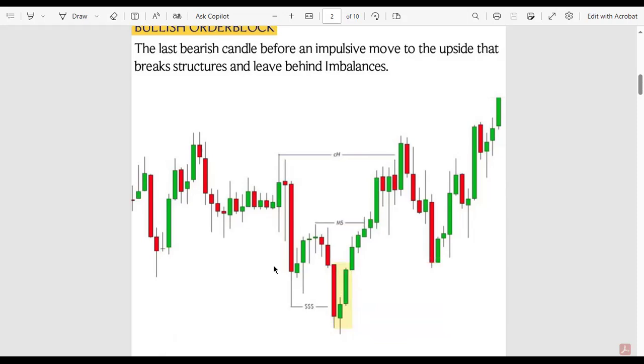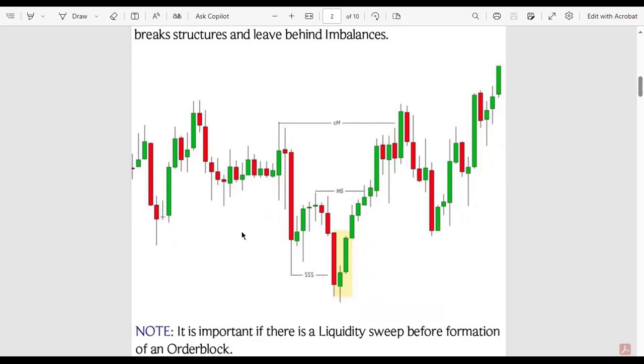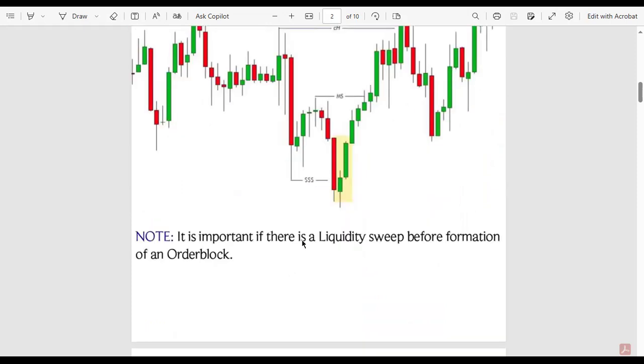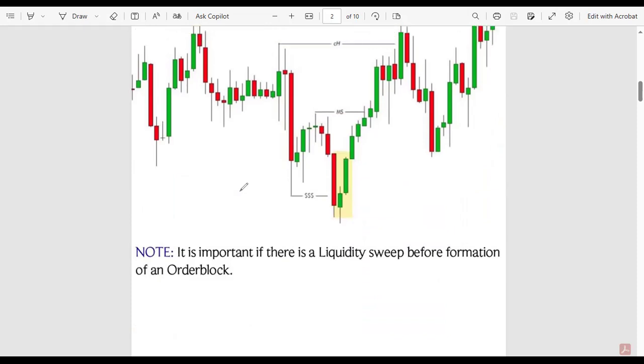So let's check. We have a note here which says it is very important if there is a liquidity sweep before the formation of an order block. You can see from my example here, it's very, very important. So make sure there is a liquidity sweep like what you can see here.